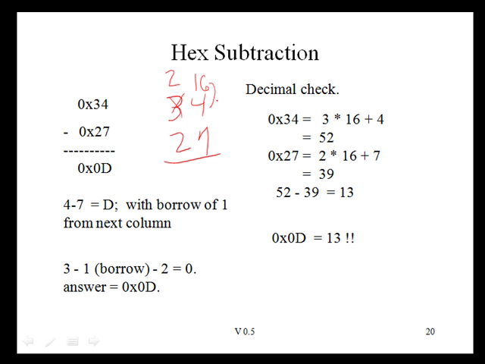So 16 plus 4 is going to be 20. 20 minus 7 is actually going to be 13. But we know that 13 is actually a D. So now we have 2 from 2 is going to be a 0. So the final answer is going to be 0D. We could actually check this in decimal by converting 34 to decimal, which is 52, converting 27 to decimal, which is 39, subtracting the two, and we get 13, and indeed we did get the correct answer.